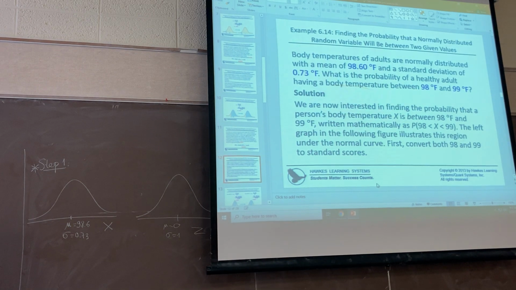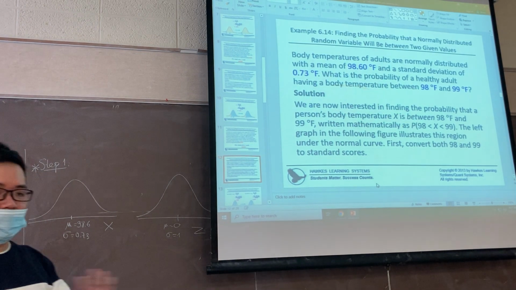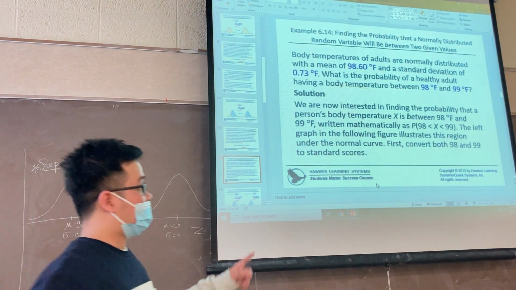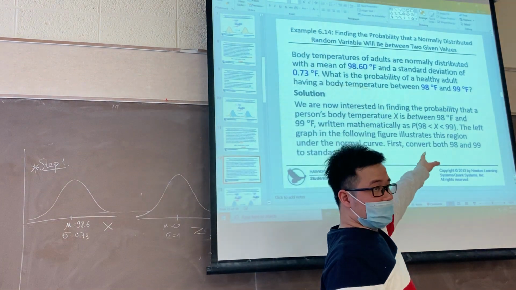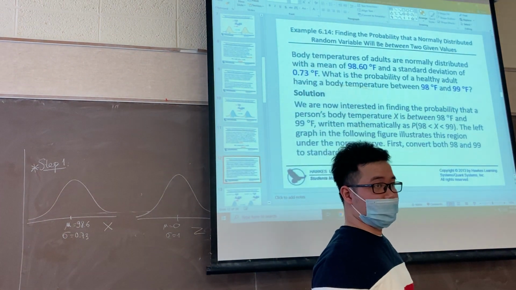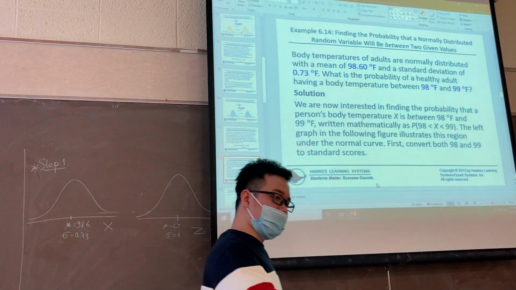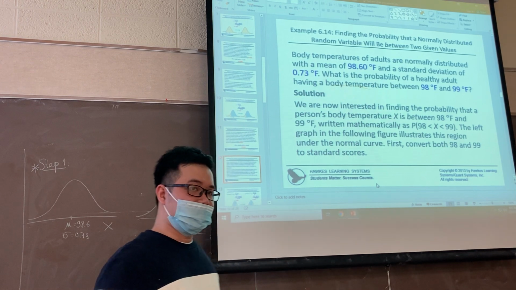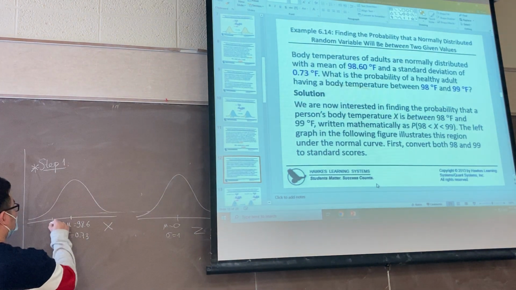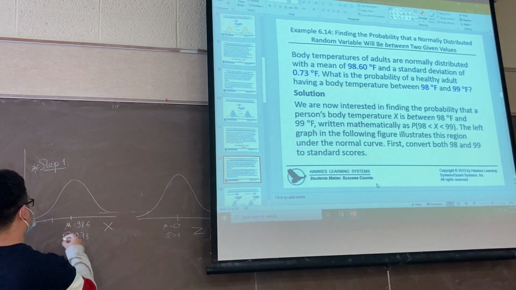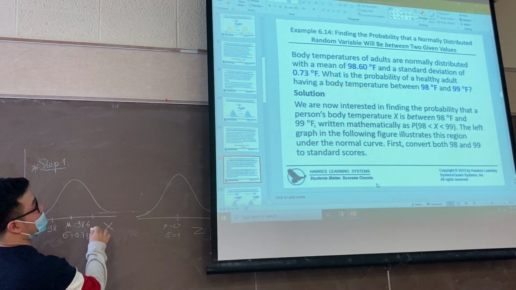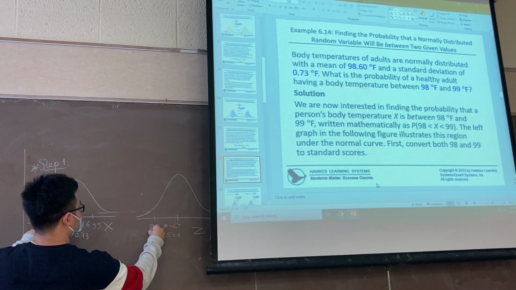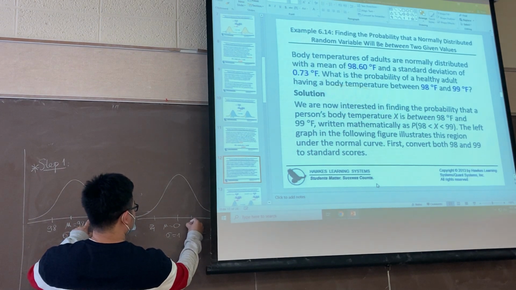The first step here is you need to change all the x values to z values, right? Here we have two x values. The first x value here is 98, and the second x value here is 99. So now we will change the two x values to two corresponding z values. Okay, that's the first step. We have 98, and the second one is 99. Now we change to the z value z1, and to the z value z2.